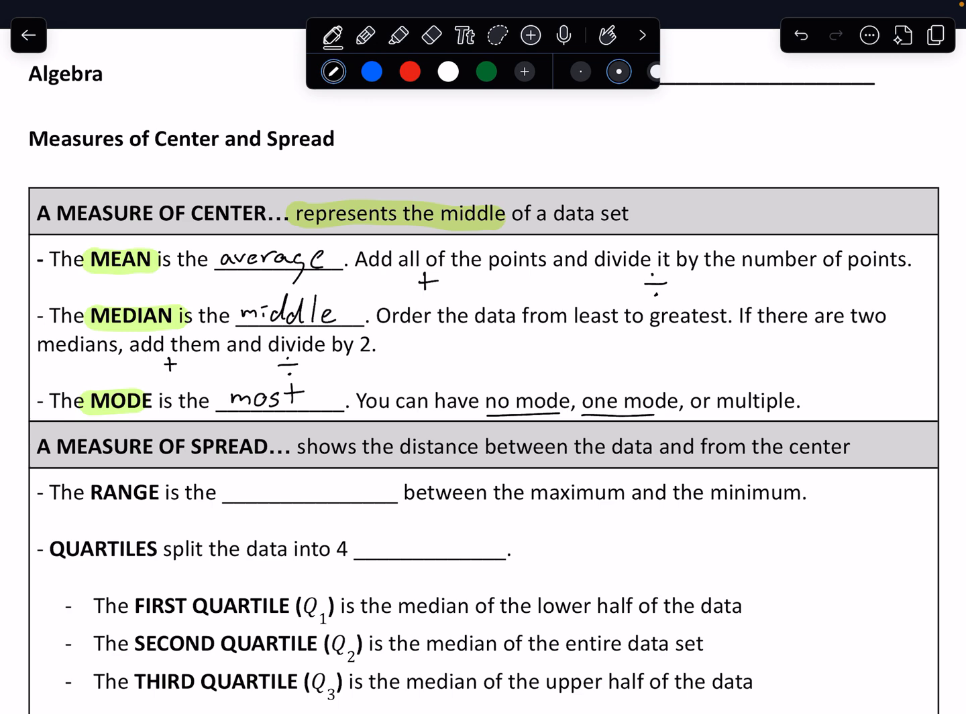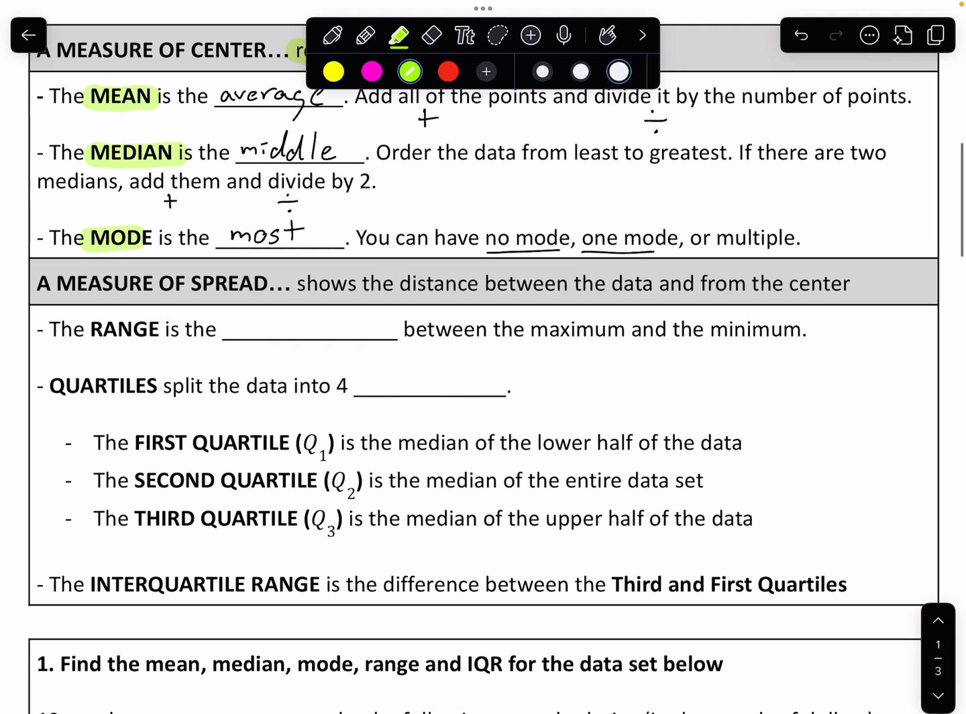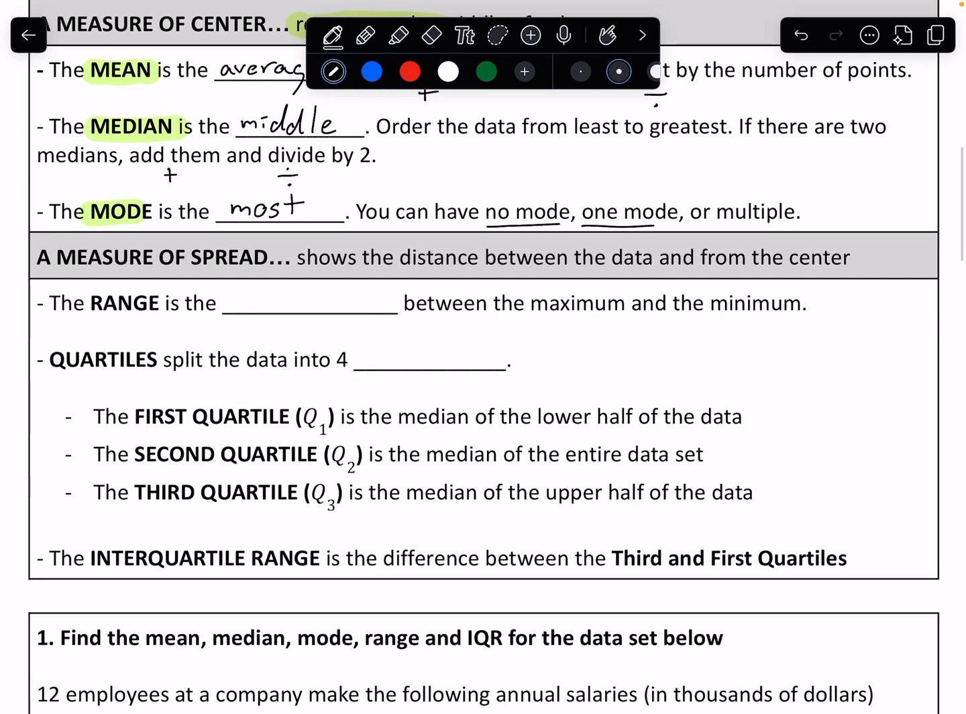Now we're going to get into measures of spread, and this talks about how spread out the data is, or the distance between the data, and how far they are from the center. Range you've probably heard of. It's the difference between the max and the minimum, and a good thing to remember is difference means subtraction, so I'm going to note that this is max minus min. Max minus min.